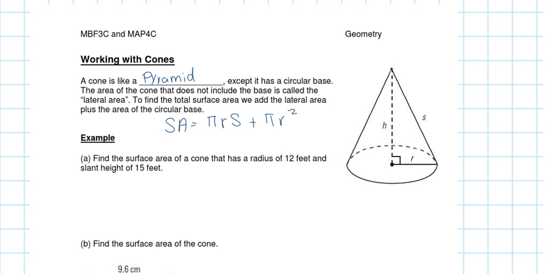So the question is asking you to find the surface area of a cone that has a radius of 12 feet and slant height of 15 feet. So I know that the radius is 12, and I know that the slant height is 15. Sorry, it does say the slant height.